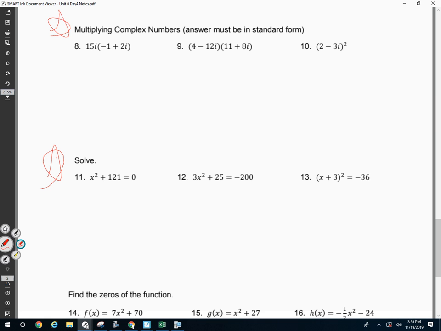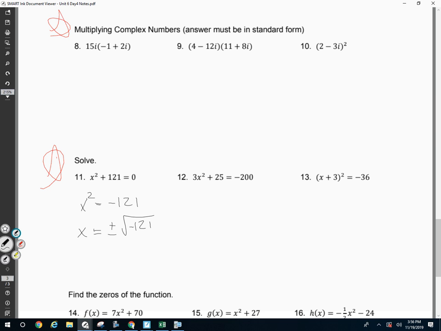x squared plus 121 equals 0. What would you do first? What would you do second? I would take the square root. But I got a problem. First of all, you take the square root, you need a plus or minus, but now we have the square root of negative 121. Split it into a positive part and a negative part. So I got positive root 121, and I have negative 1.